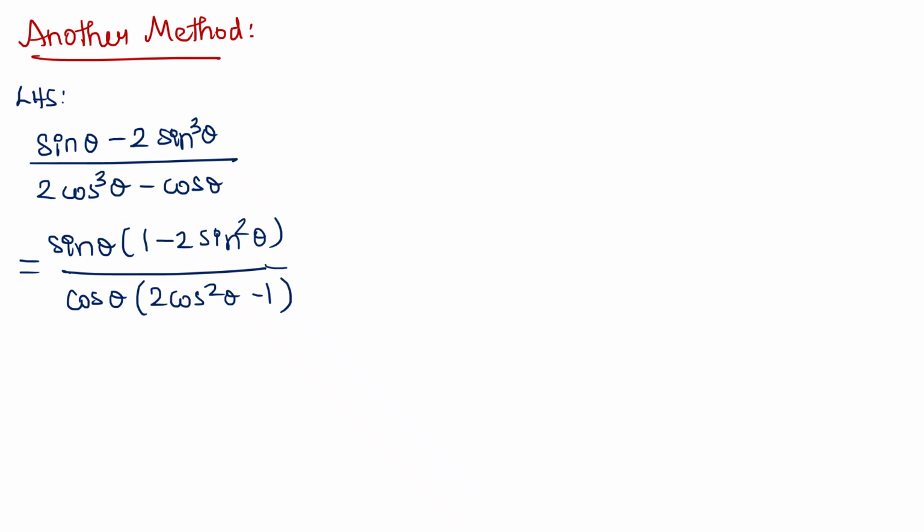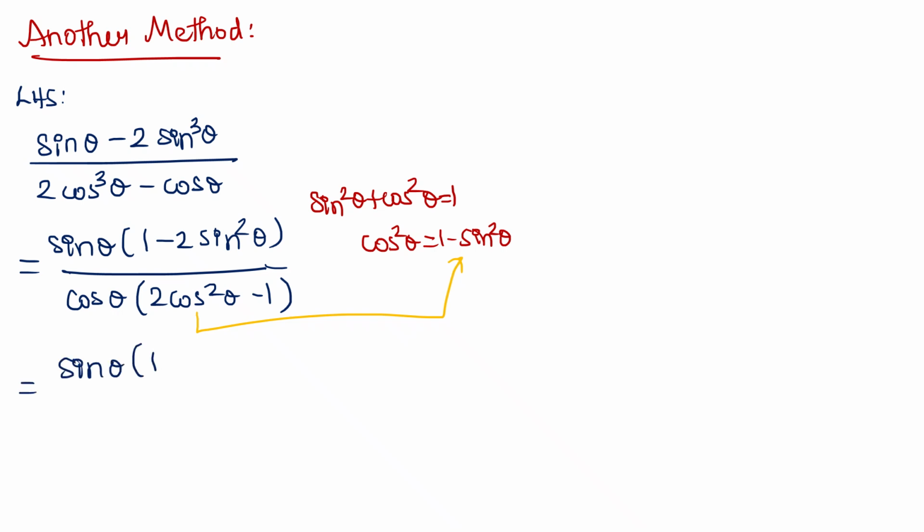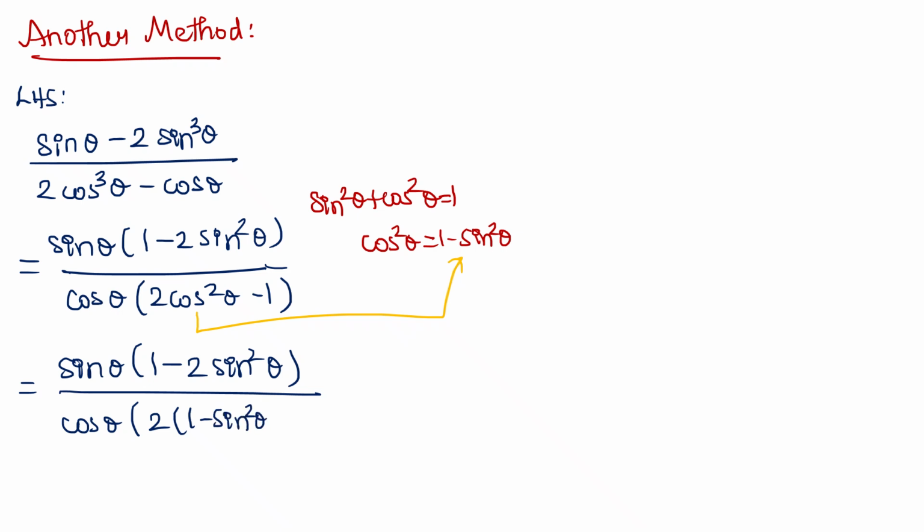So here what I am going to do is separate it, as I know sin square theta plus cos square theta is equal to 1. So now I'm going to change the cos square theta. Cos square theta will become 1 minus sin square theta. Now I'm going to substitute that value here. So now sin theta into 1 minus 2 sin square theta, that whole divided by cos theta into 2 into 1 minus sin square theta minus 1, you will be having inside a bracket.